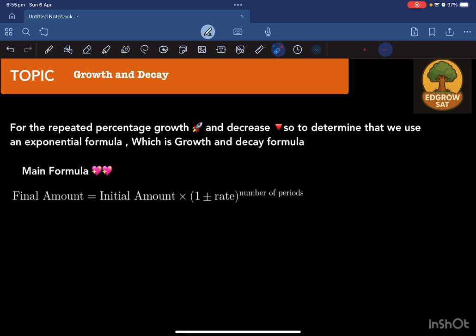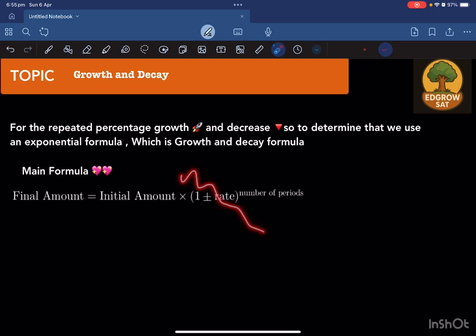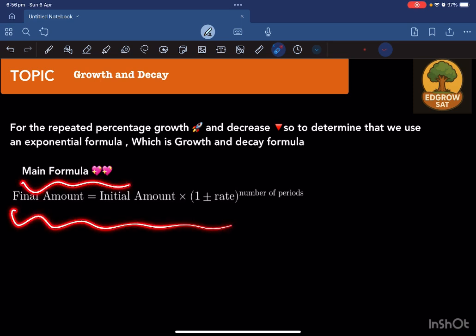If there is repetitive growth, like one and then this and this, and decrease, you all know better. To determine that, we have an exponential formula, and this is the formula. It is an important formula for you guys. Rate is the percentage by which the growth or decrease is taking place. Number of periods is for how much time the growth or decrease is going on. Initial amount is what the initial amount was, and the final amount.